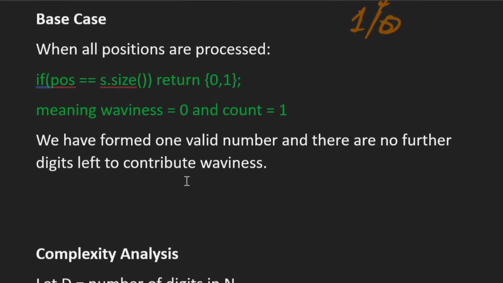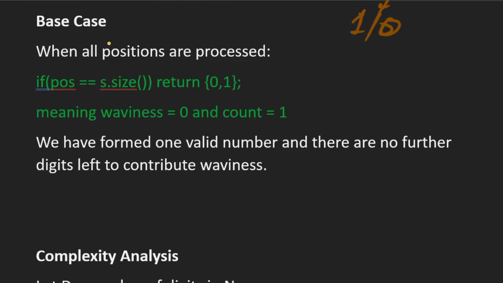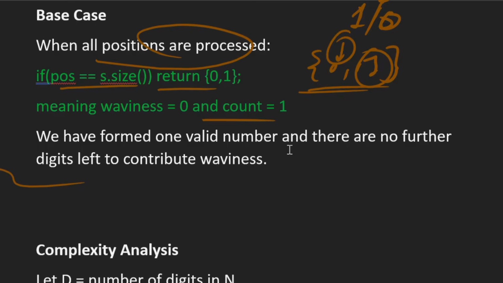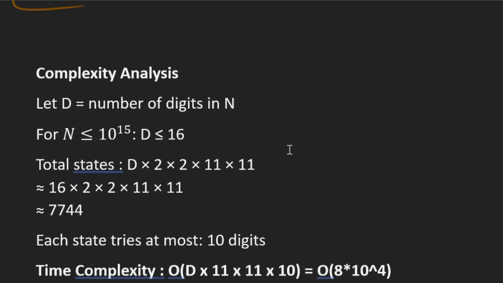Now let's see the base case. The base case will be when we process all the positions, that is position is equal to size. In that case we return 0 comma 1. That means 0 is the waveness and child count is 1, right? So that means we have formed one valid number, and there are no further digits left to contribute to the waveness.